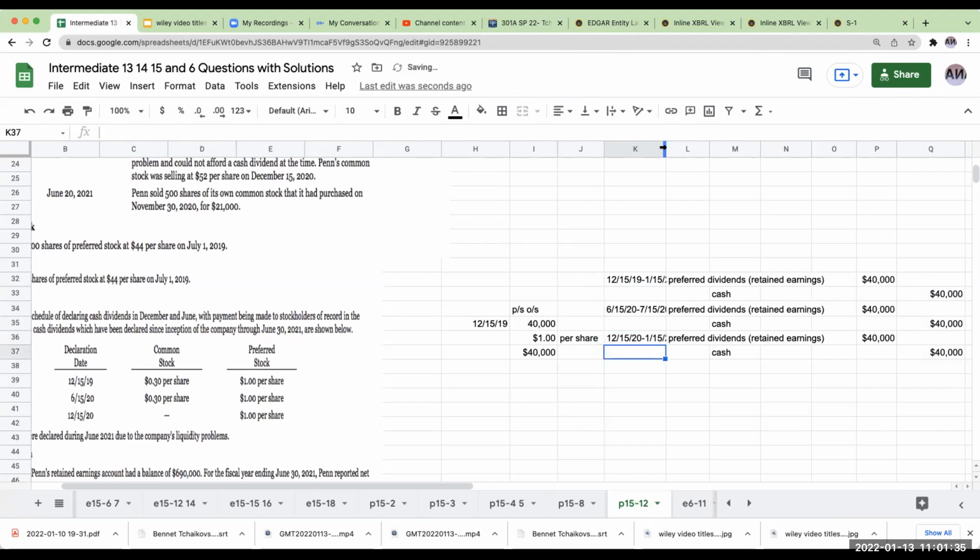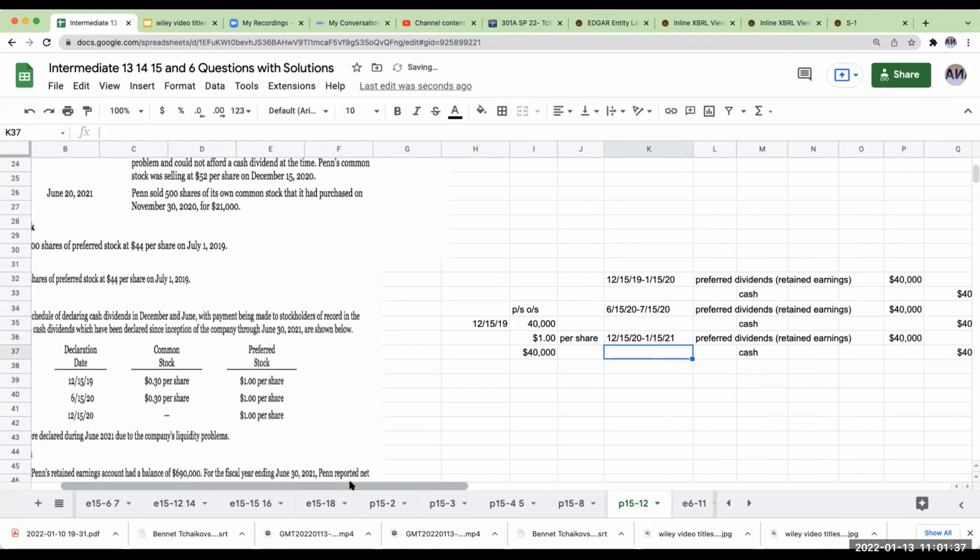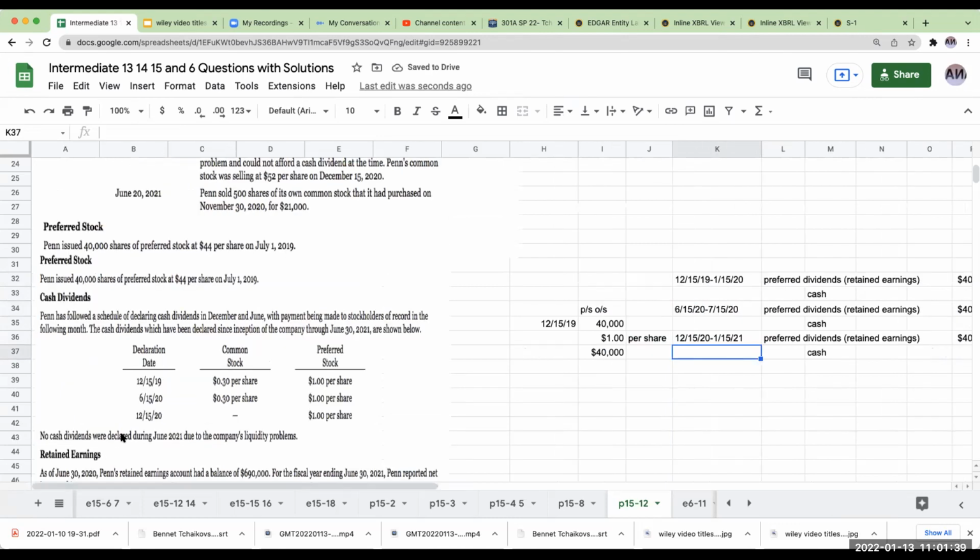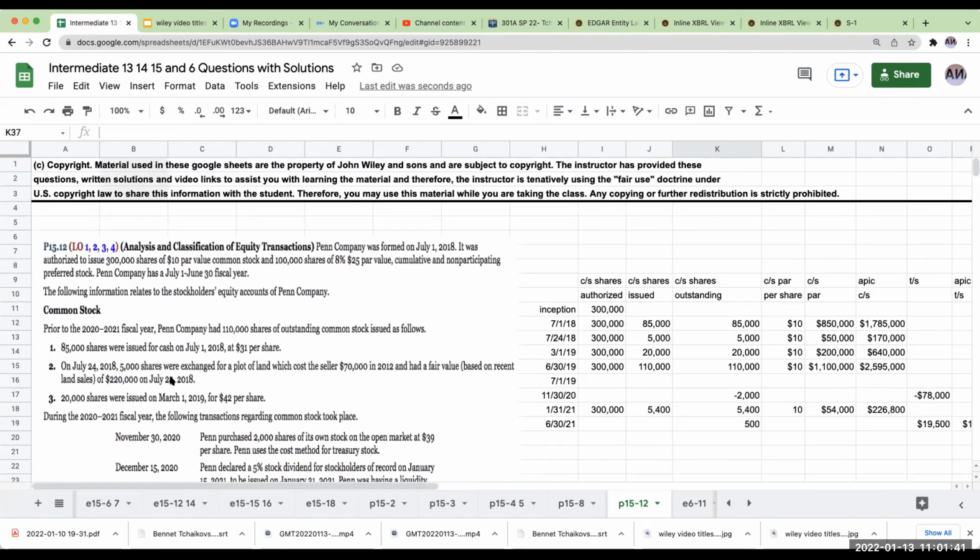Okay. So when I look at this now, no cash dividends were declared in June of 2021 because of the company's financial problems. Because these are cumulative, when they do pay dividends, that obligation is going to carry over into the following time.